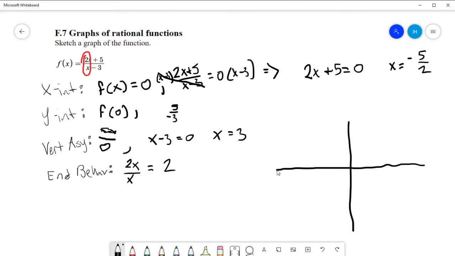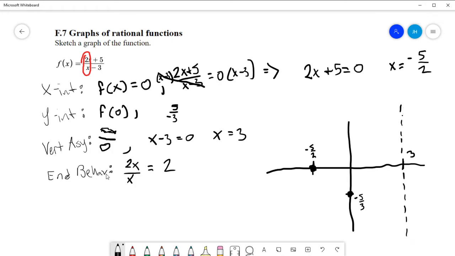So first off, let's plot our intercepts. We have an x-intercept at negative 5 halves. So here's, and you should label this, negative 5 halves. I have a y-intercept at negative 5 over 3. So here's negative 5/3. I have a vertical asymptote at x equals 3. So here we'll make, this is x equals 3, right? And vertical asymptotes, we tend to show them as a dashed line, right?